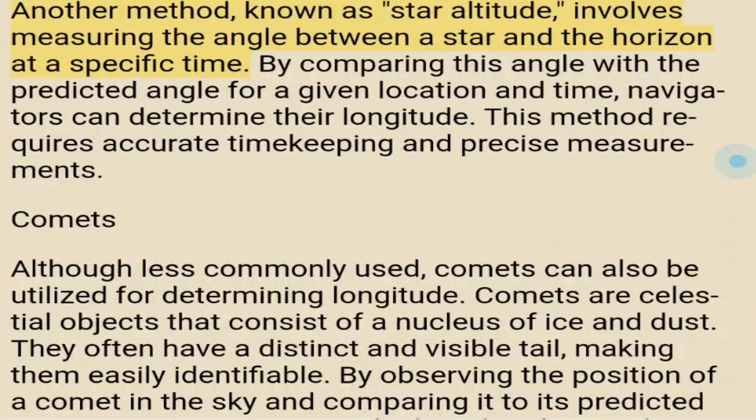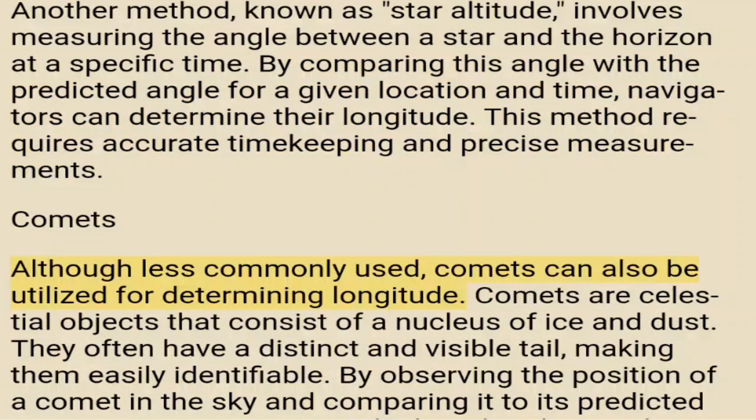Another method, known as star altitude, involves measuring the angle between a star and the horizon at a specific time. By comparing this angle with the predicted angle for a given location and time, navigators can determine their longitude. This method requires accurate timekeeping and precise measurements.